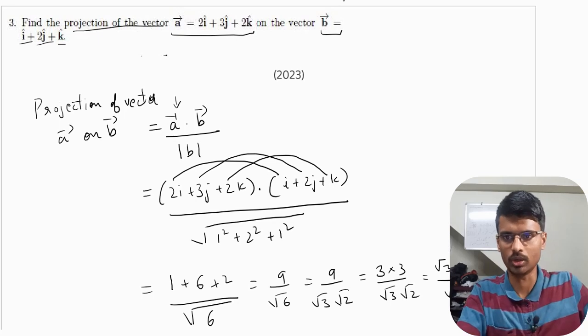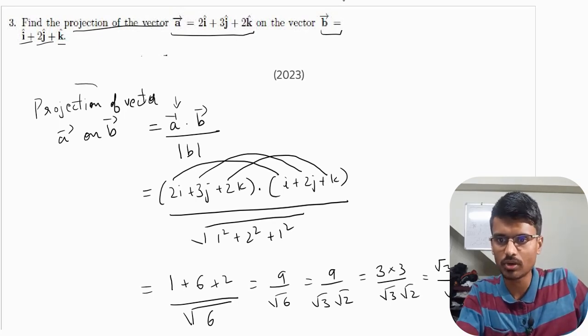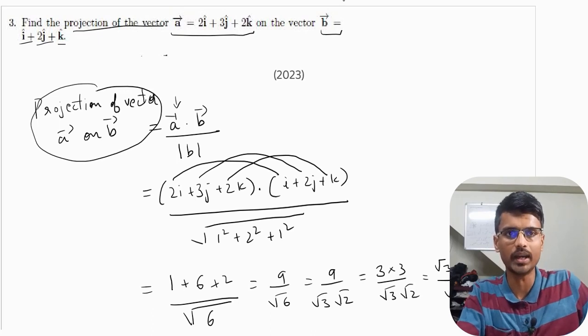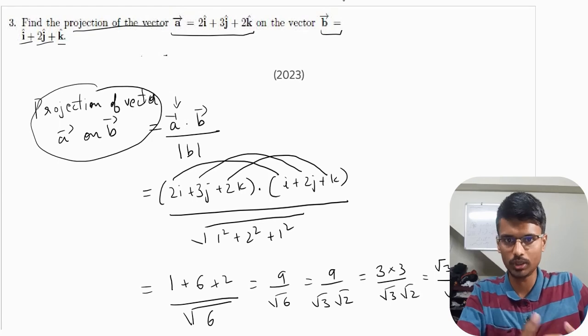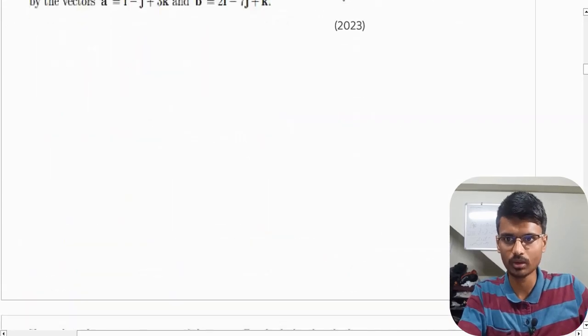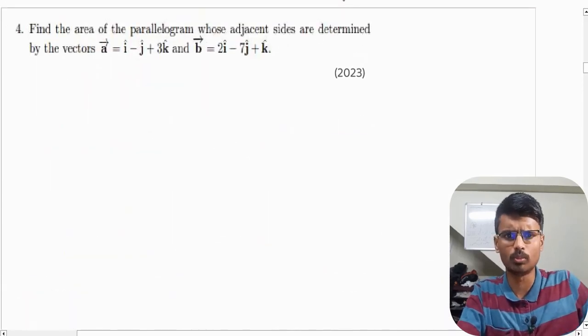Moving on, this is very important. Projection of vector A on B is the dot product of A and B, divided by the modulus of the B vector. You can expect a similar question. Now, this is the most popular question.